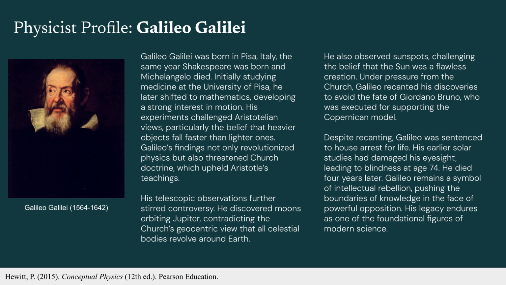Galileo Galilei was born in Pisa, Italy, and began his studies in medicine before turning to mathematics and motion. Through careful observation and experimentation, he challenged Aristotelian ideas that had dominated science for centuries. Galileo showed that heavier objects do not fall faster than lighter ones, and used a telescope to discover moons orbiting Jupiter and imperfections on the Sun. These findings supported the Copernican idea of a moving Earth and changed how scientists understood the universe.